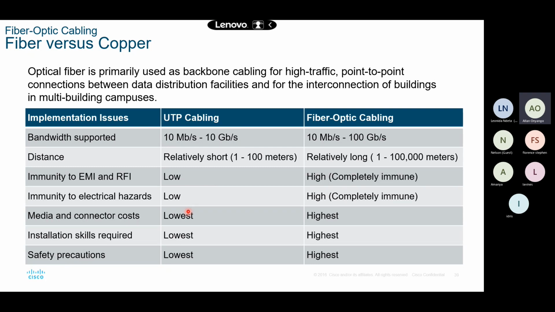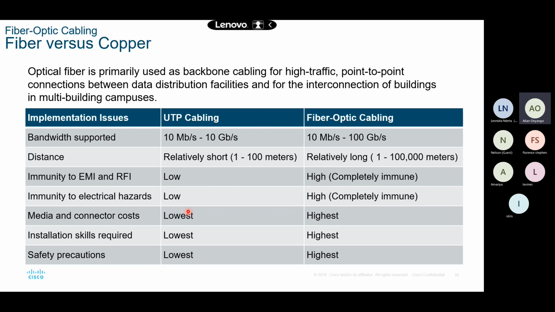Now, then what distance? Copper from 1 meter to 100 meters. Fiber optic from 1 meter up to 100,000 meters. That is like 100 kilometers. Divide by 1,000, so you get 100 kilometers. 100 kilometers is not a very small distance, eh?